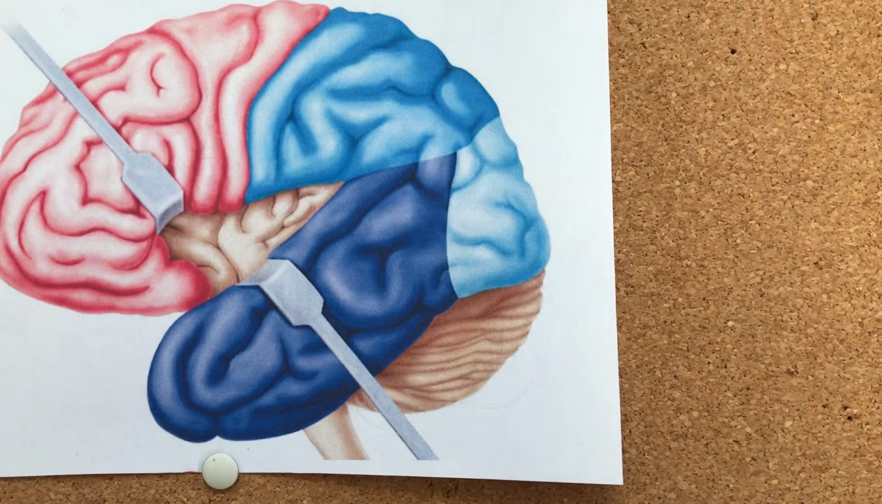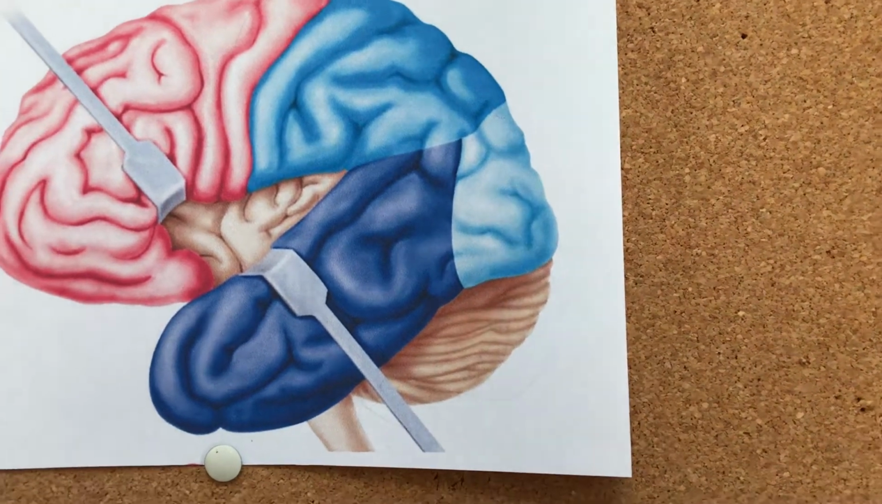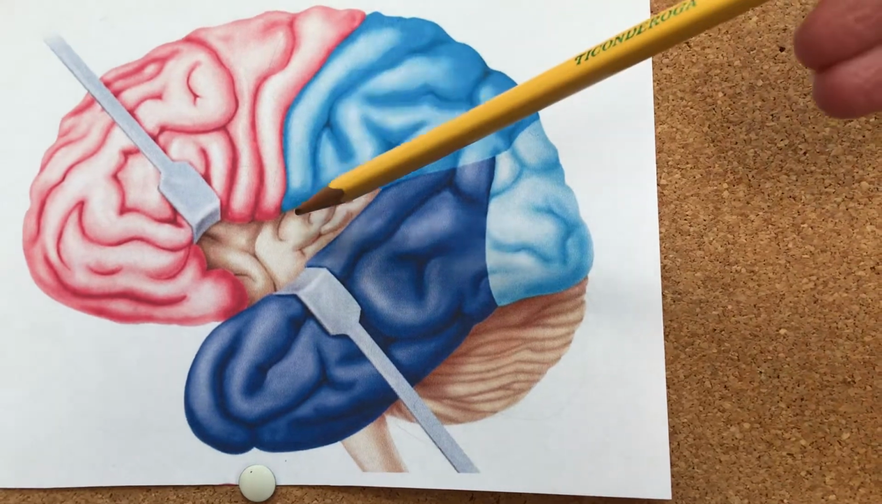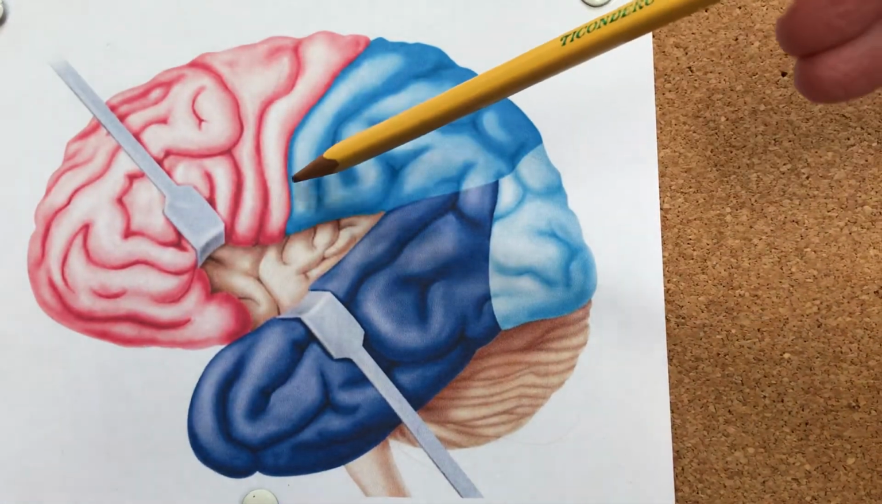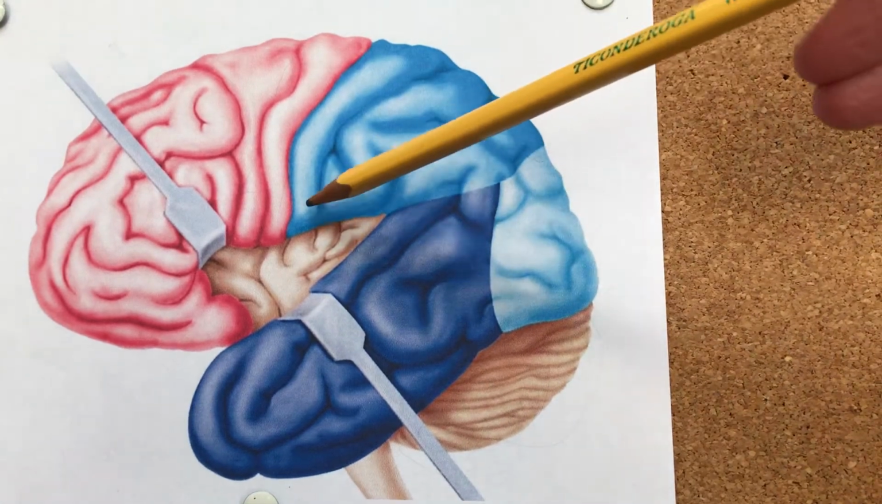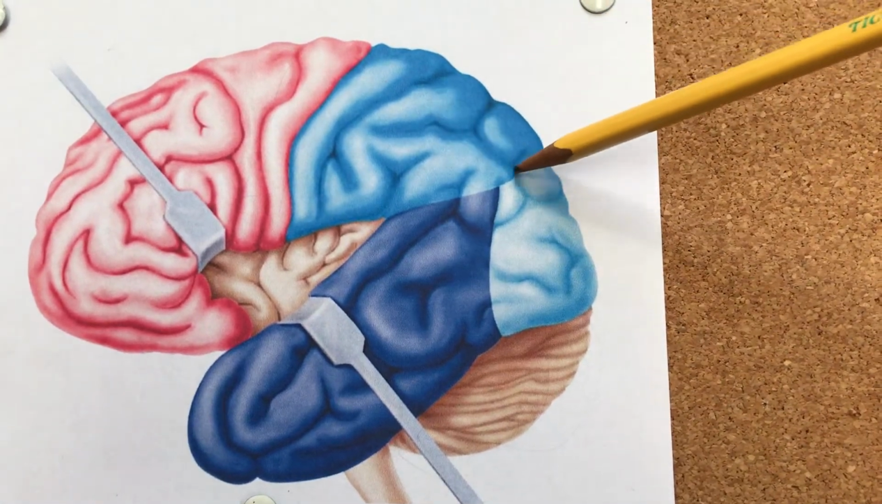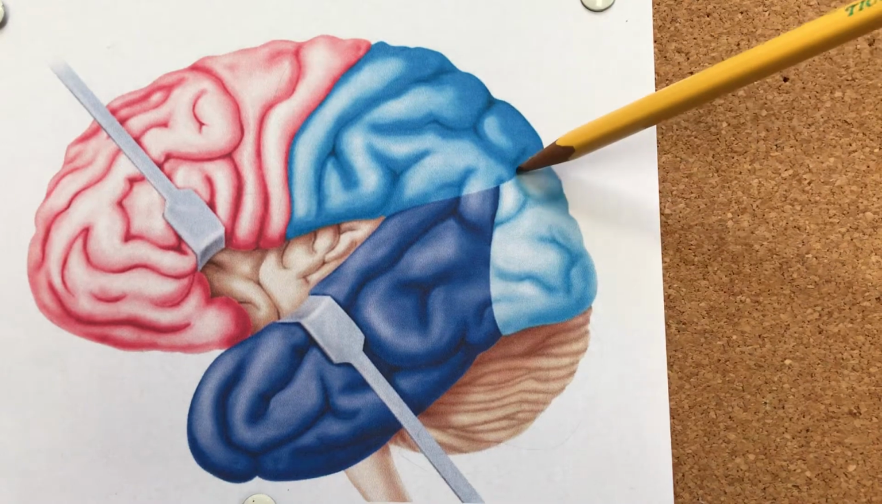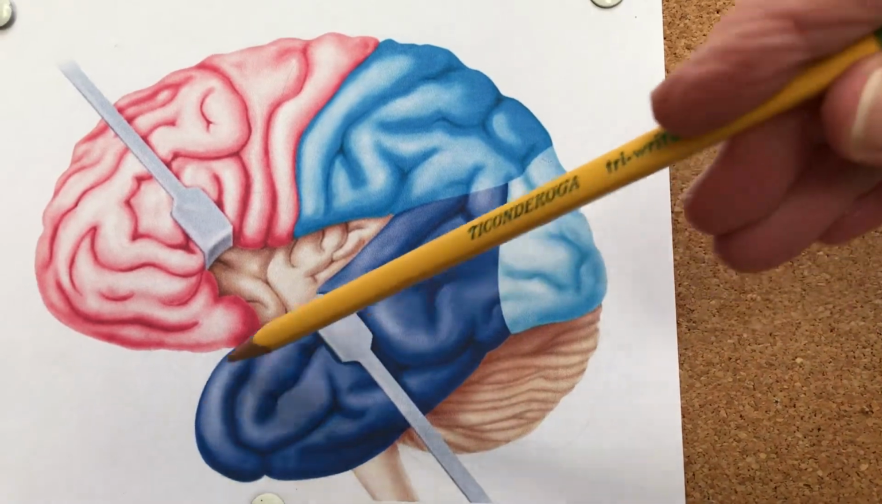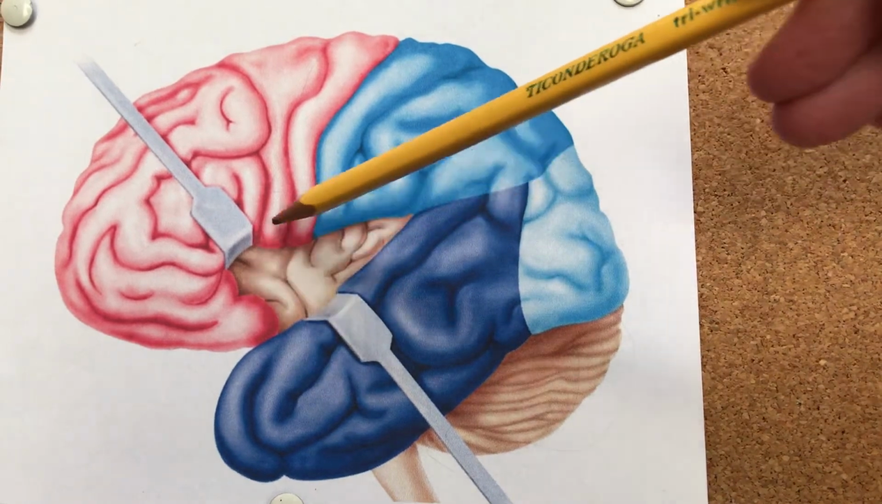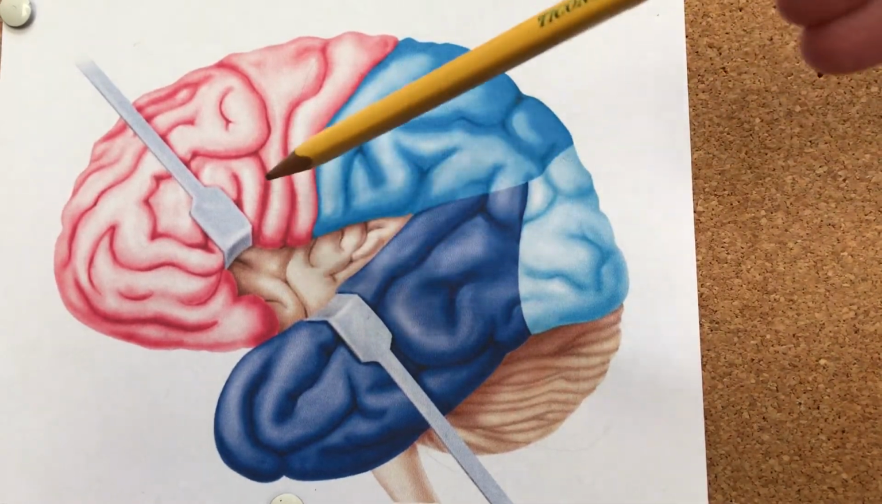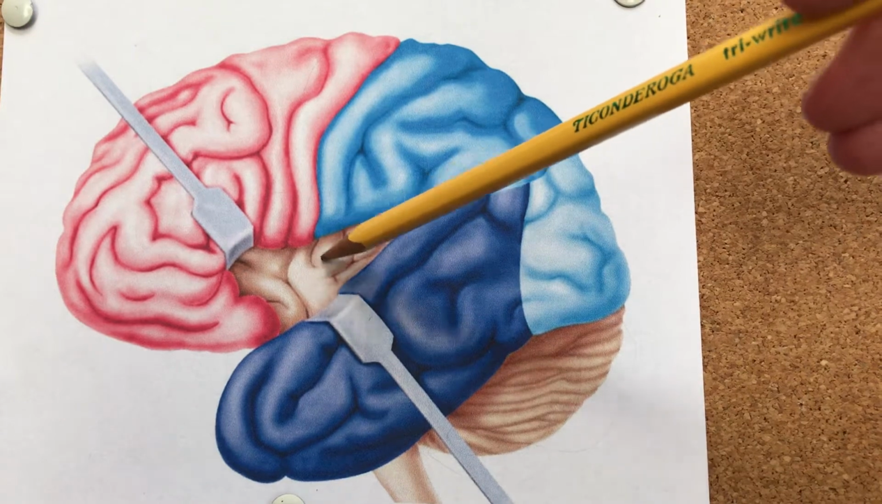Your cerebrum is going to be made up of a number of different lobes. The pinkish colored lobe is the frontal lobe. The darker blue, medium blue, is the parietal lobe. Then we have the occipital lobe in the back and the temporal lobe. And we have a fifth lobe, which is an interior lobe, and we've exposed that here by pulling the two other lobes out of the way, and this is called the insula.